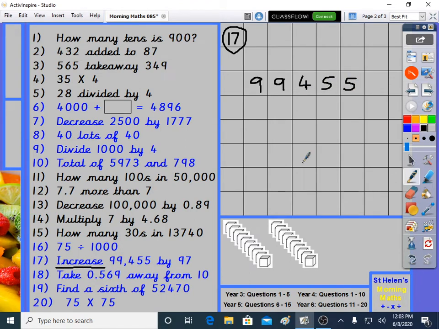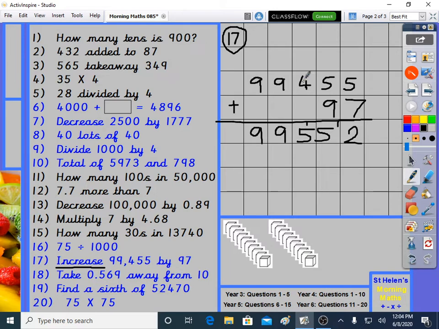Increase, well, that means plus. 99,455 plus just little old 97 over here. No decimals involved, so we line up down the right, and we're doing plus. Make sure you do the right sign. I'm talking to myself when I say that, because I know what I'm like. Is that right?